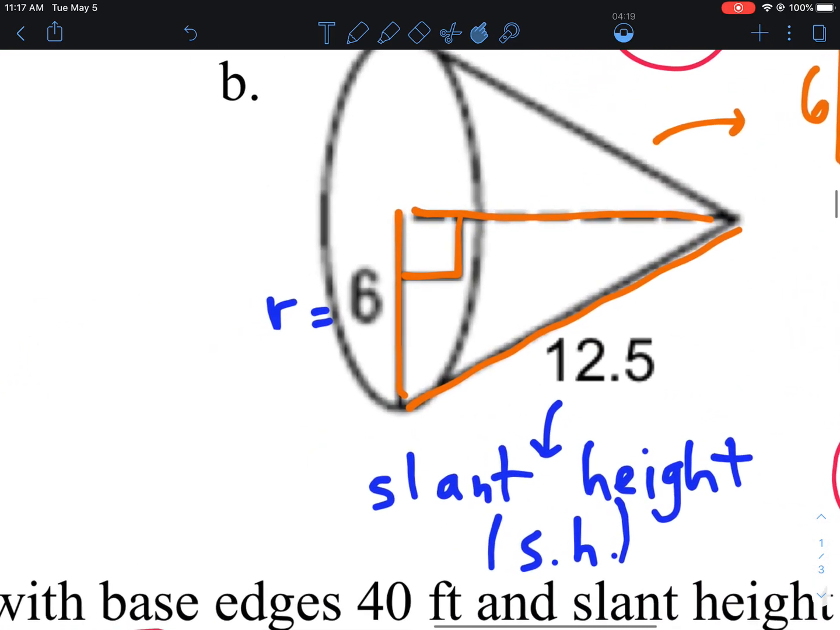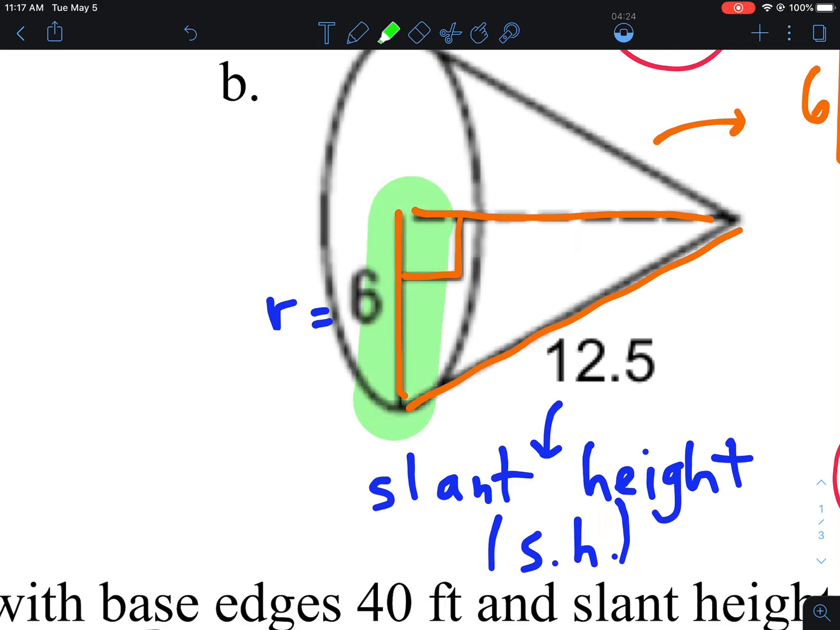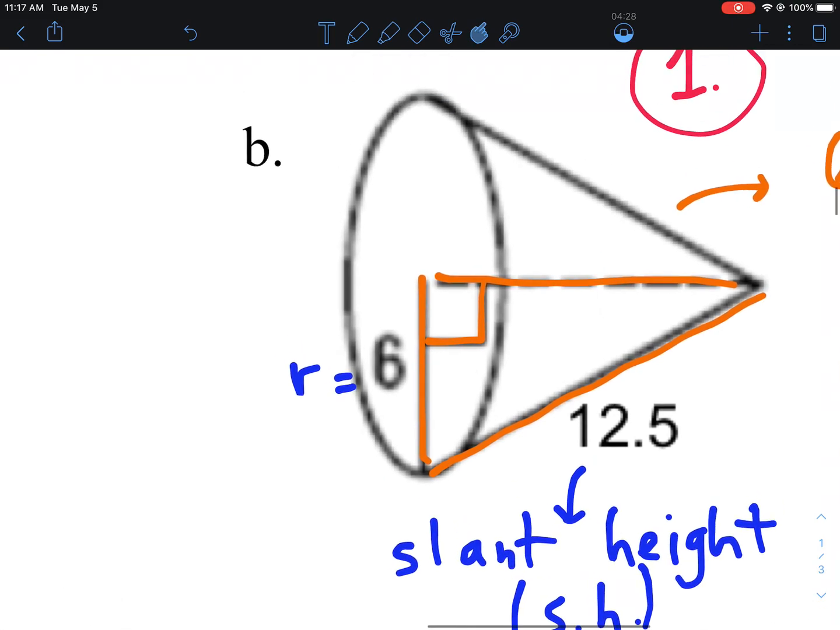Now, the second one involved a little work. Now, here's a cone, and if you look here, similar to the warm-up, in a cone, you can think of this as a radius or a diameter.